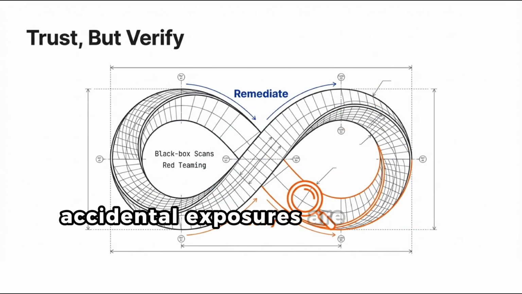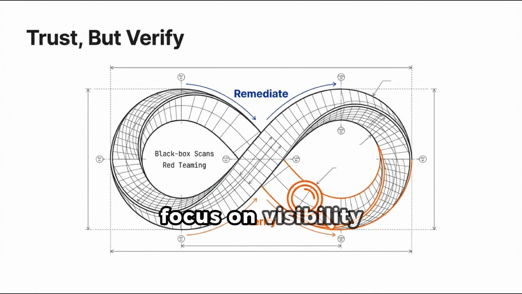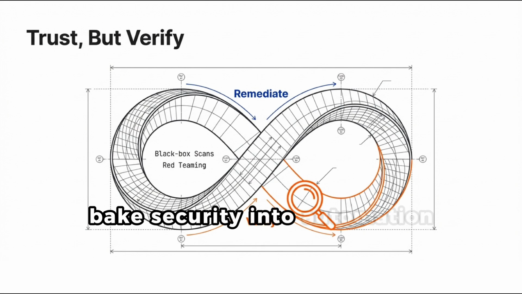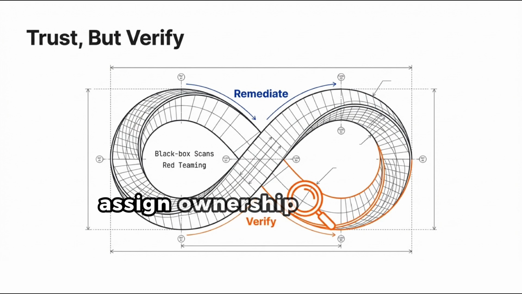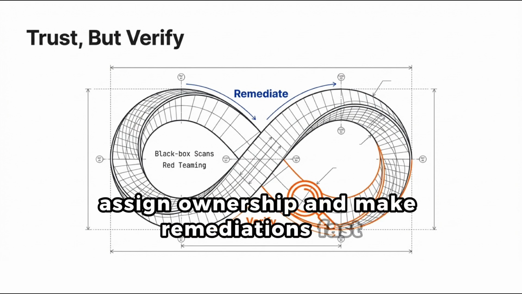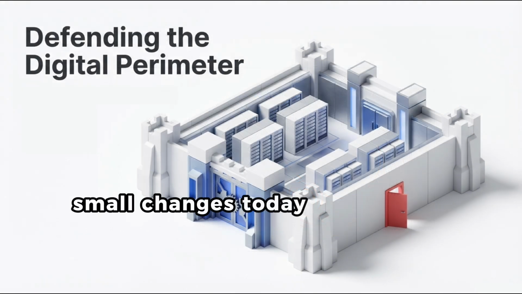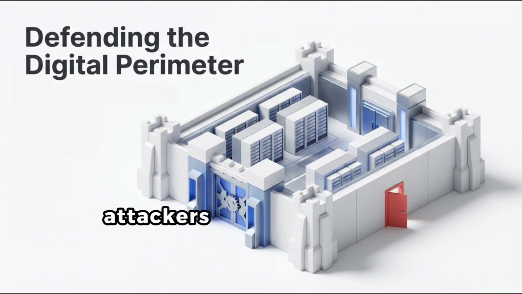Accidental exposures are avoidable. Focus on visibility. Bake security into automation. Assign ownership and make remediations fast. Small changes today remove the easiest paths attackers will try tomorrow.